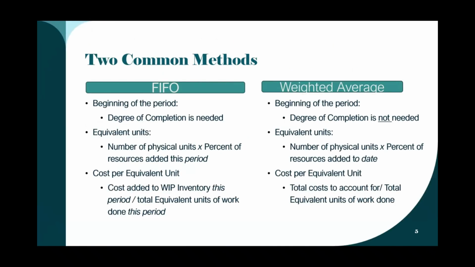There are 2 common methods for calculating equivalent units: FIFO and weighted average. Now in this video, I only cover the weighted average method. I have a separate video where I show how to do the calculations under the FIFO method. Now, the weighted average method is not concerned with our units at the beginning of the period, but instead we look at the end of the period and how much resources were used to date in creating those units.